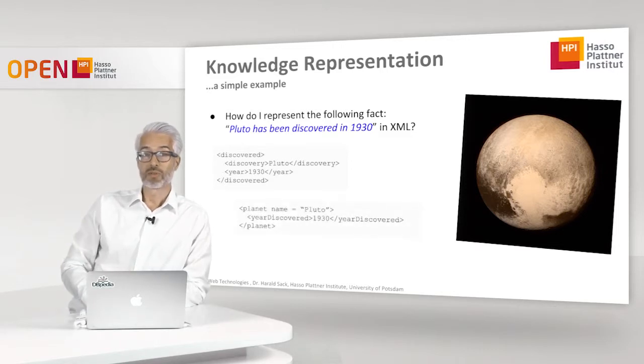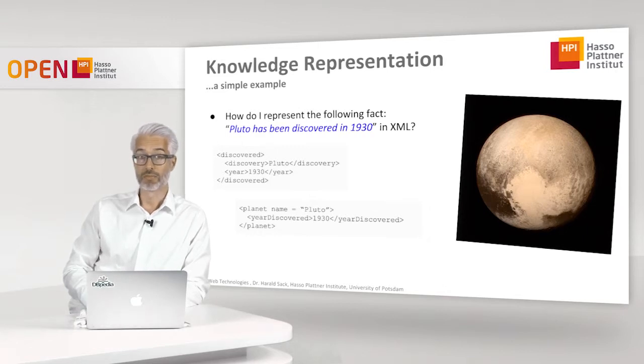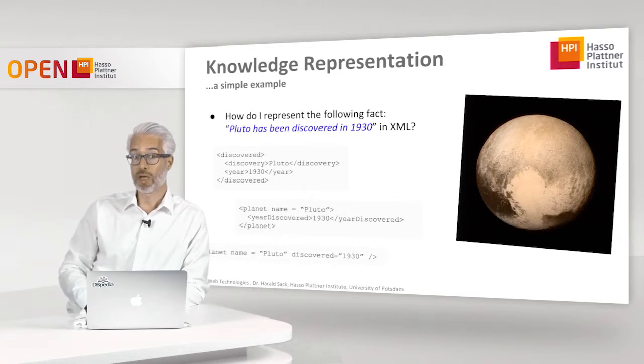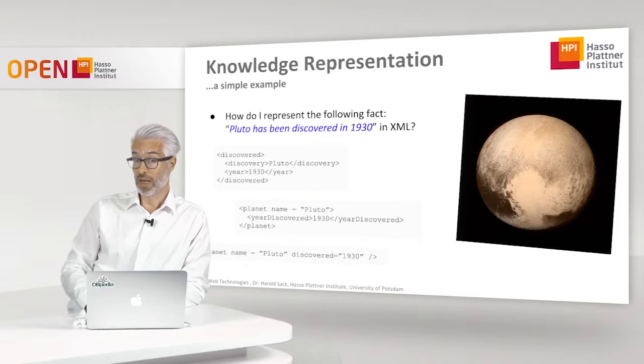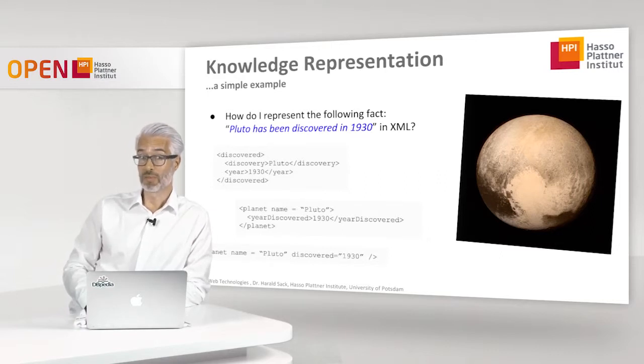But I could also think of another possibility. So here, for example, I could define a planet which has a name Pluto. So I define name as an attribute. And then I define a new tag, year discovered, and say this is 1930. Or I can abbreviate it even further. I can say I define a planet with two attributes, with a name and a discovered date. So the problem is, of course, all of these three are somehow correct. They are valid, well-formed XML expressions. But it will be difficult to compare them and to identify that they really represent the same information.